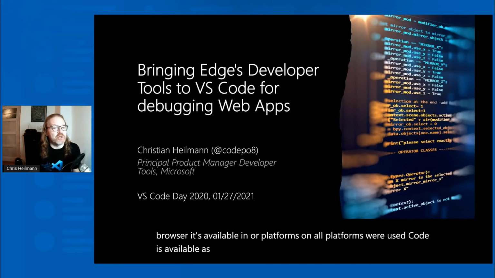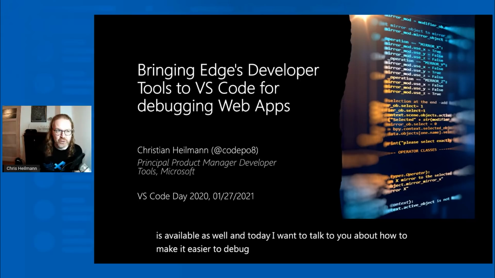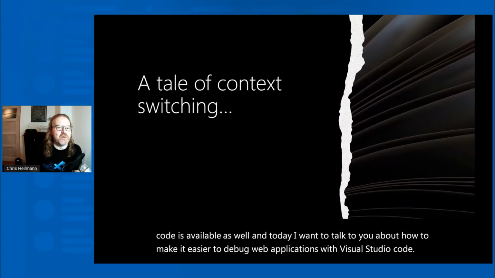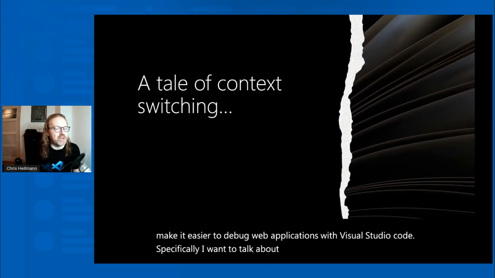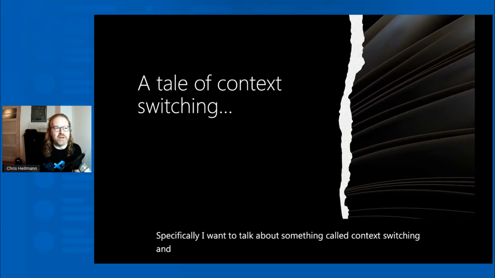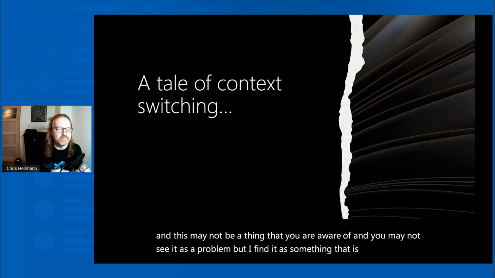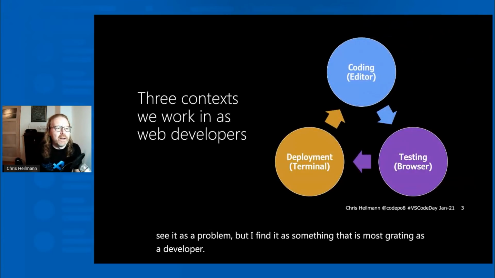And today I want to talk to you a bit about how to make it easier to debug web applications with Visual Studio Code. Specifically, I want to talk about something called context switching. And this may not be a thing that you are aware of, and you may not see it as a problem, but I find it as something that is most grating as a developer. So what do I mean by that?